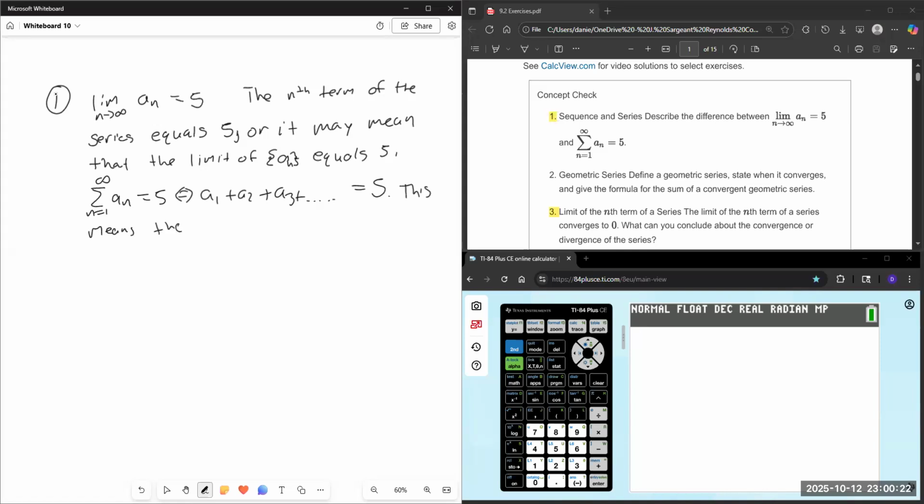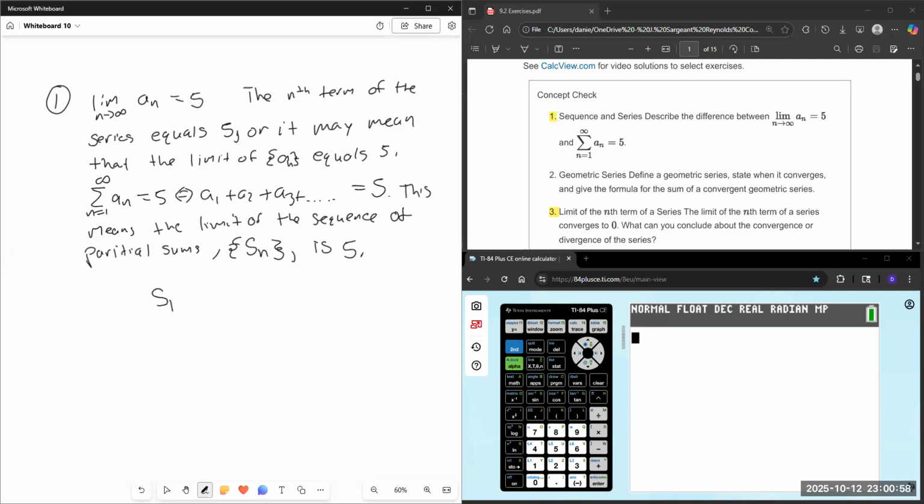the limit of the sequence of partial sums, which I'll write as the sequence of S sub n, is 5. I guess I should tell you what a partial sum is here.